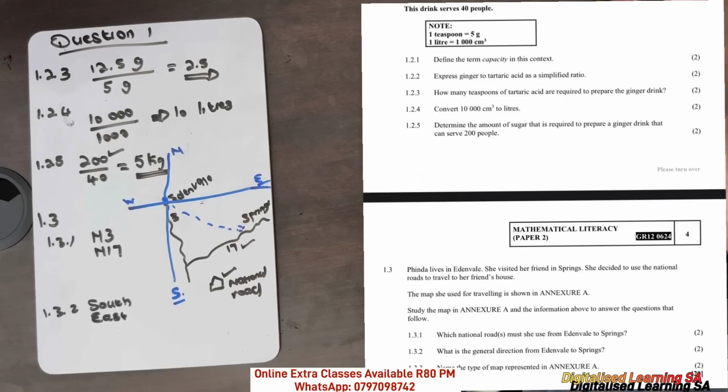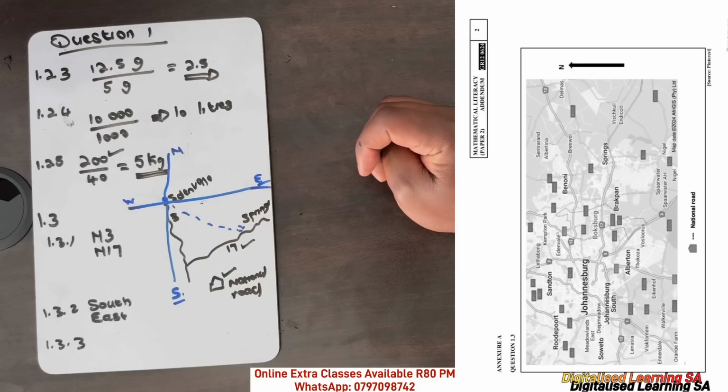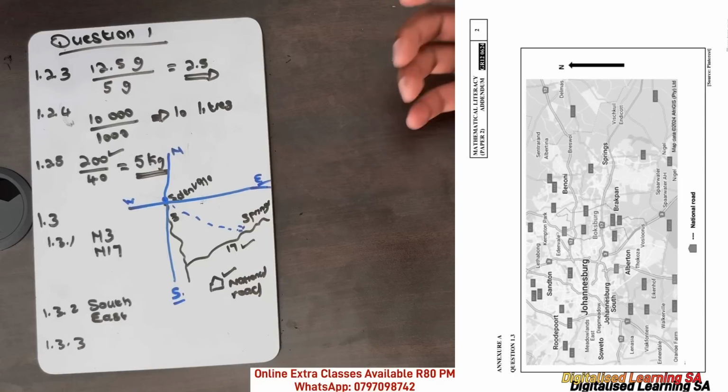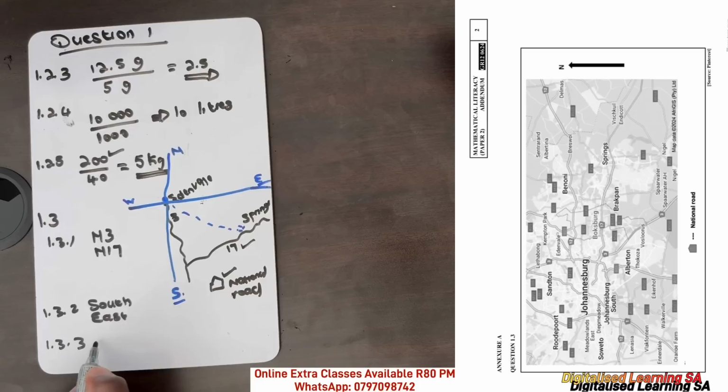Now let's move to the final question for question 1, which is question 1.3.3. Question 1.3.3 says, name the type of map represented in annexure A. If we look at our map, we can see that this is a Johannesburg map because they show us Johannesburg and surrounding areas, meaning that it is a regional map. Regional map will be our answer, and that will bring us to the end of question 1.